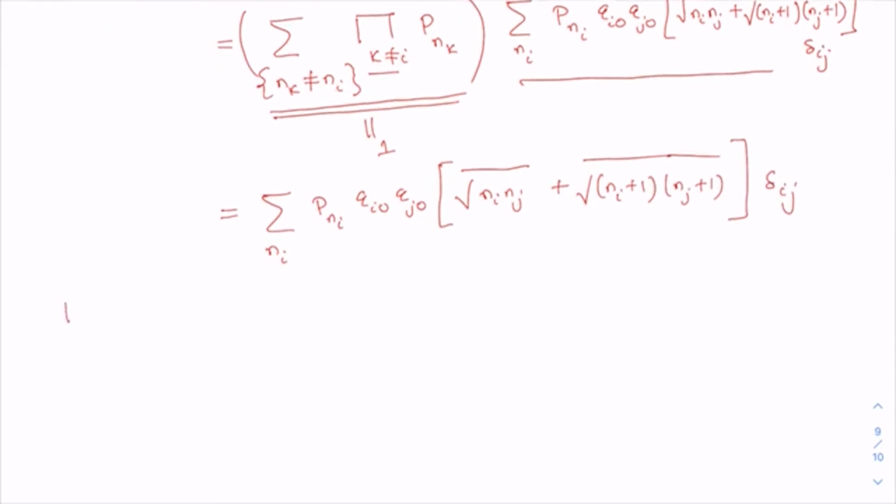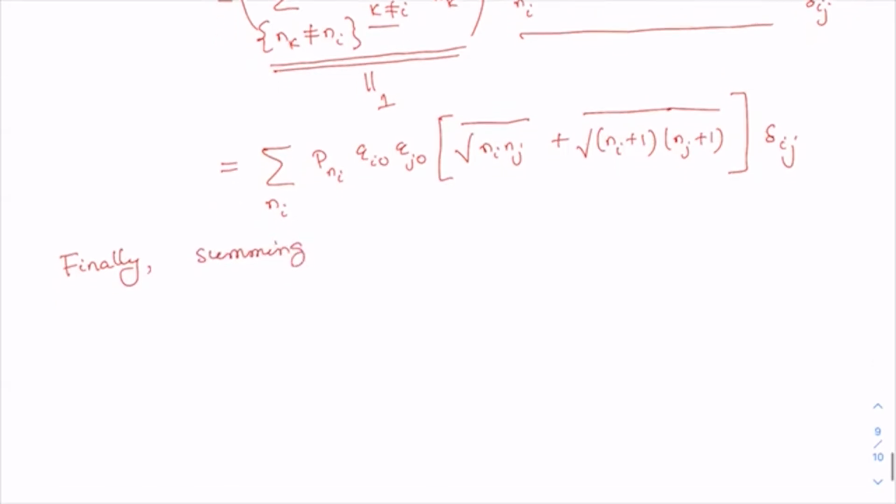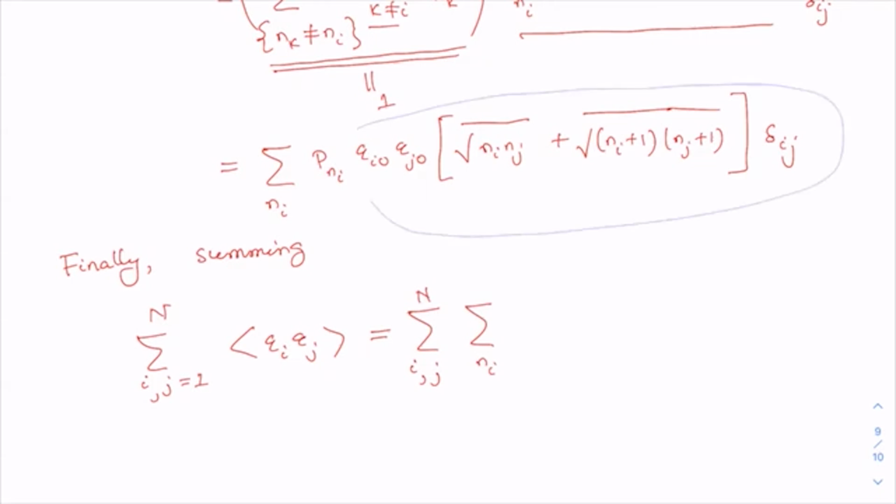Okay, finally, let me now sum it over all the oscillators. If I sum up over the variables i and j for all the oscillators, I have qi qj. So I can write it as a sum over ij, and here I have ni, and it is this particular term. Okay, let me put it here.